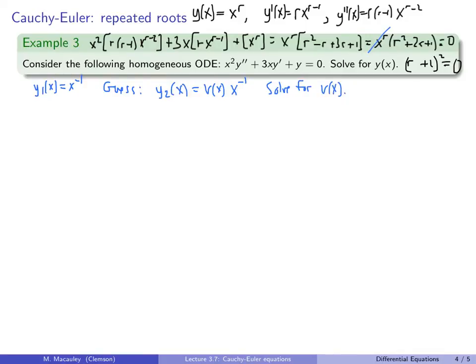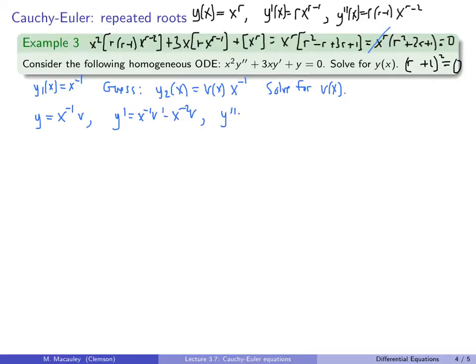Okay, so let's do this. Well, first of all, instead of writing y2 everywhere, I'm just going to write y. So I'm going to write y is x inverse v. Let's take derivatives. y prime is going to be x inverse v prime minus x to the minus 2 v. That's just the product rule.